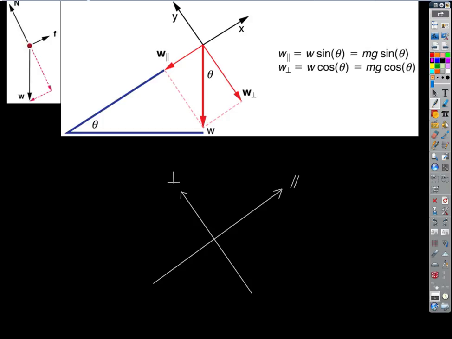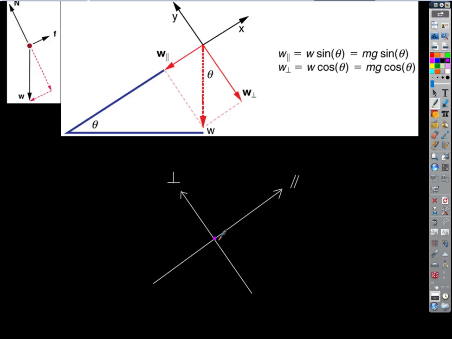So let's get rid of this, because this is a little bit confusing in a way because it's got both the components and the vector drawn. We'd really like to get rid of it. We're going to split that into those. That's what we did.